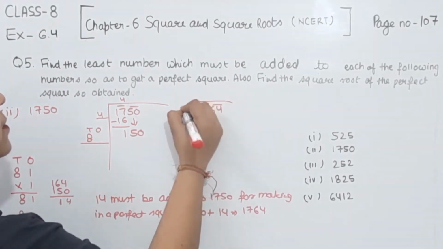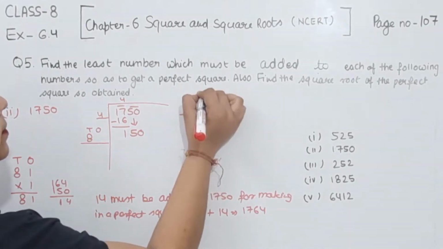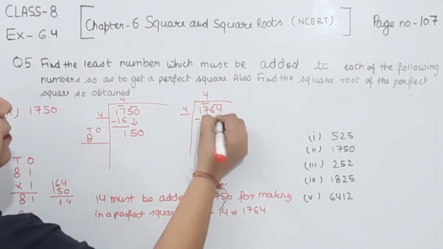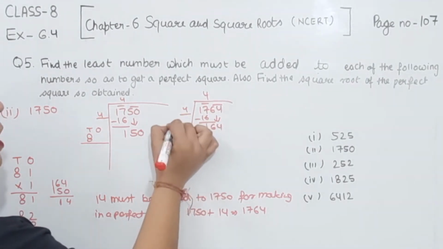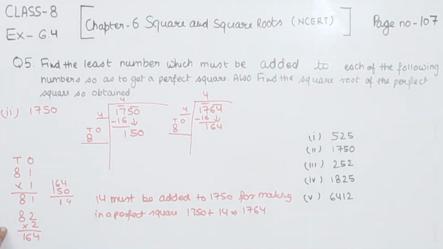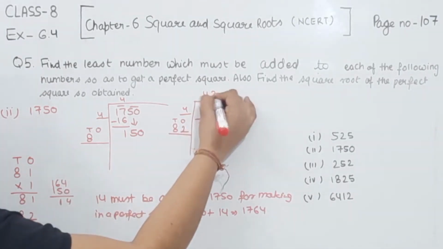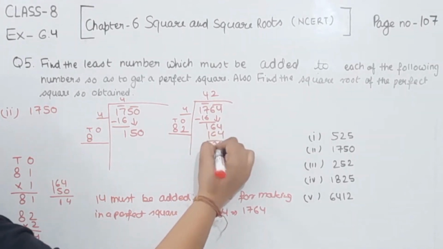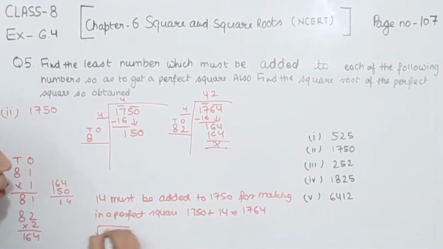Then this is 4 4s are 16. Remainder we are having 1. Now 64. I'm going to double this one. This is the tens place we are having and we have to find the ones. So 82 2s are 164. So I'm going to write here root 1764 is equal to 42. This is the part 2.